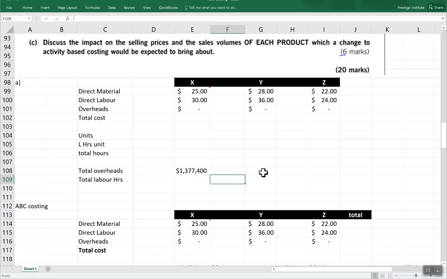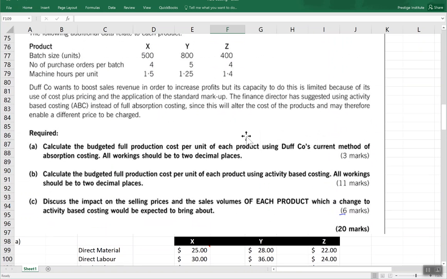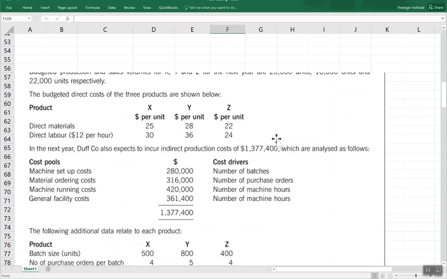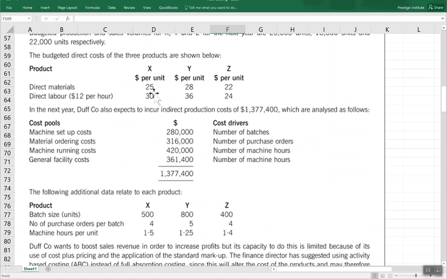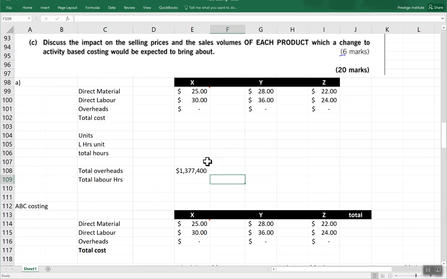Okay, now we have to find total labor hours. Labor hours is not given as a total, but we can find it. Here the cost of the labor hours is given, like you have 30 and then the cost per hour is given. So if we look at that, we will be able to find hours per unit. Labor cost per unit is 30 divided by 12, and then I'm going to do this for all.